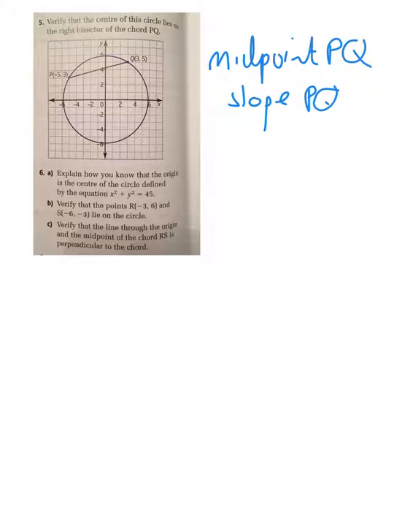So we're going to find the midpoint of PQ. We're going to find the slope of PQ. And wherever that midpoint is, we're going to call it, say, the letter M. And then you're going to find the slope of OM. And if the slope of OM is a negative reciprocal of the slope of PQ, then it is on the right bisector of chord PQ, which is exactly what the theorem says about a chord and the circle.